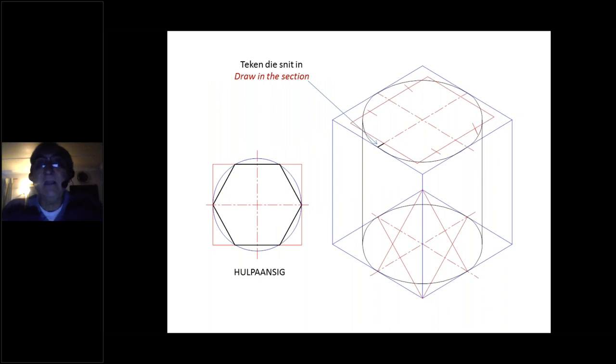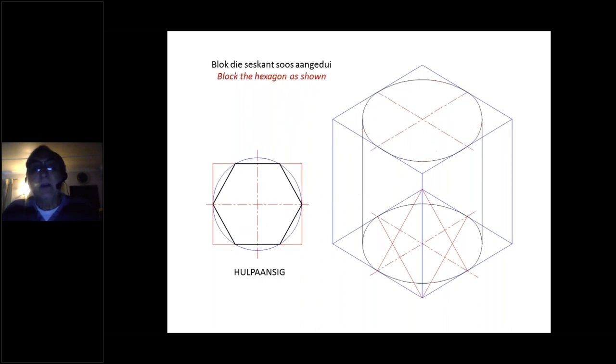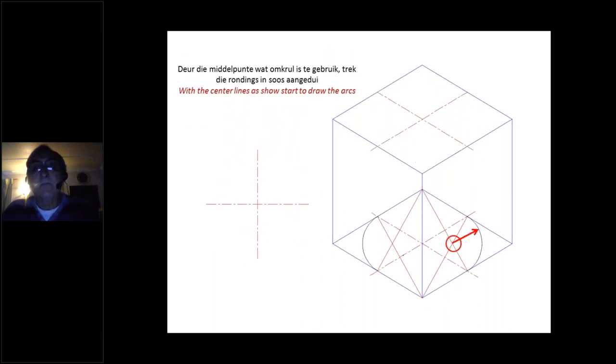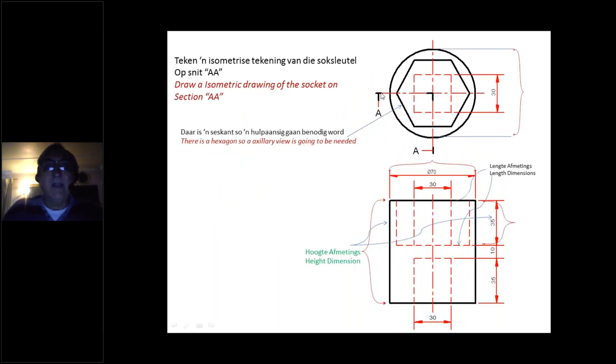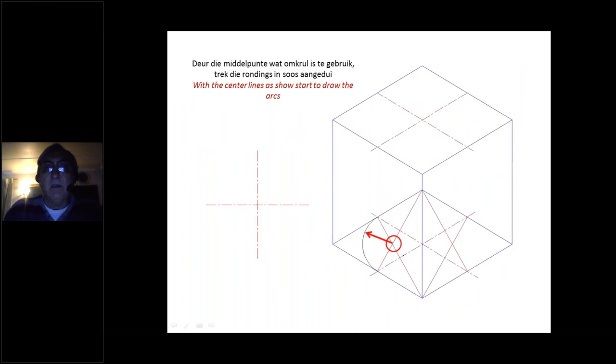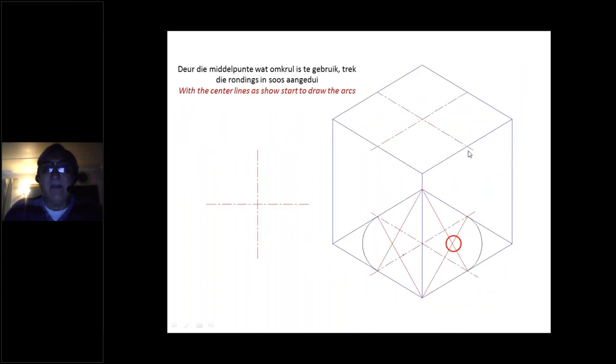Now let's start and decide where the section must be. You will see that the section is done from that position to the middle and out. So that means the section is that area there.